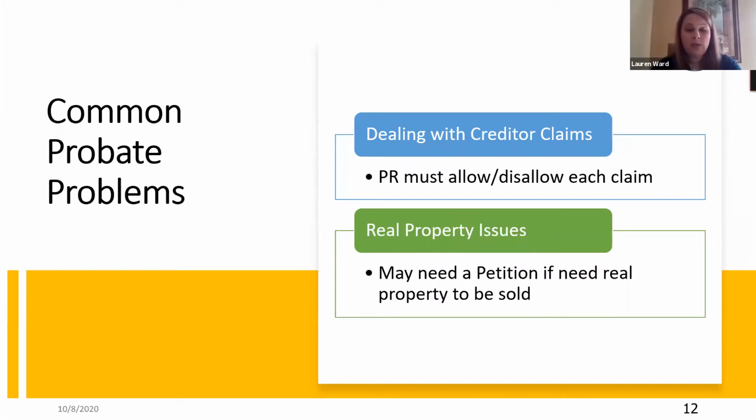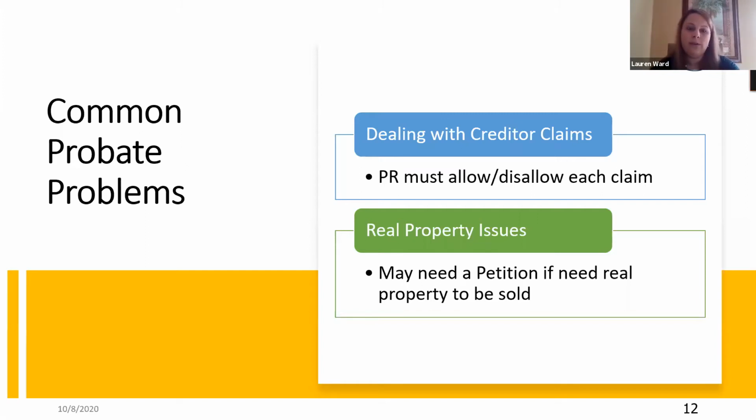If there's no liquid in the estate, the creditor could put a lien on the real property, which has happened in situations where there was no liquid. You go to sell the property, and that's how that creditor would get repaid, through the selling of that property typically. Real property issues are another big issue that we see in probate.